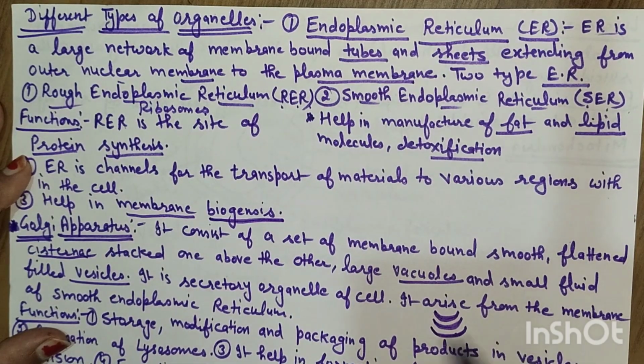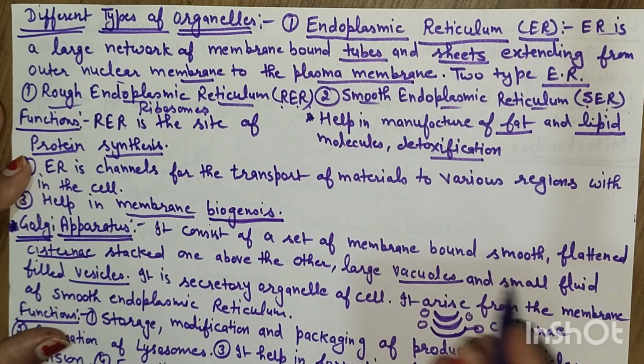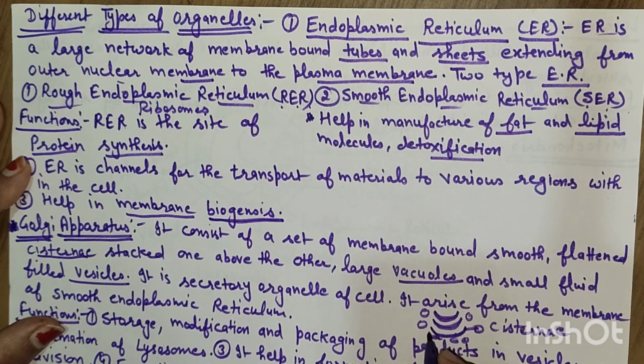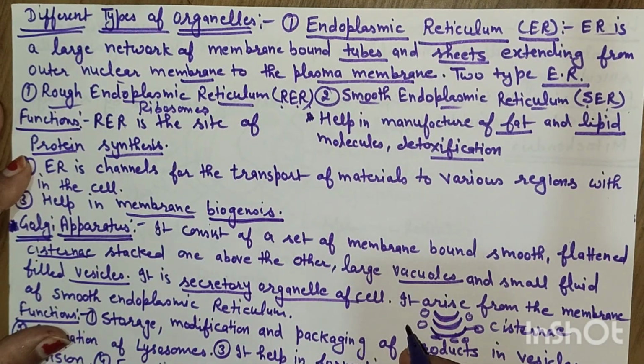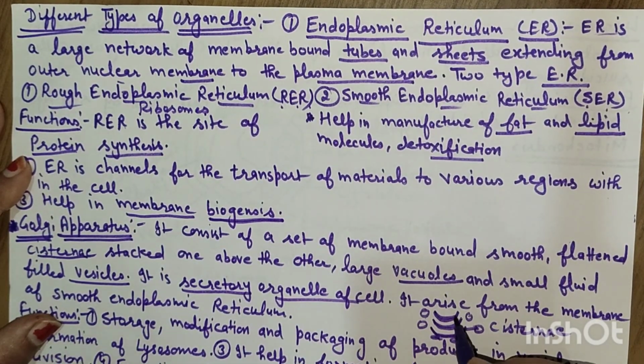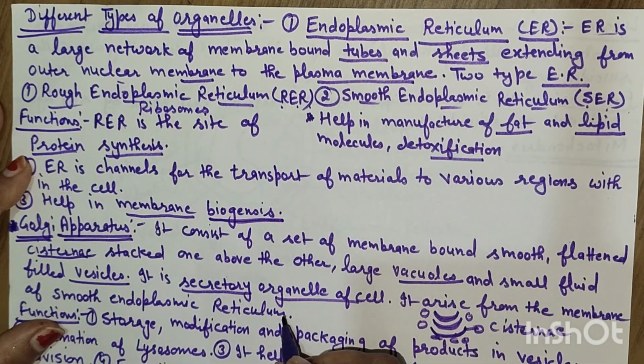This is the Golgi apparatus, and these are called cisternae, stacked one above the other. Here are some large vacuoles and some fluid-filled vesicles. Small vesicles are present, and these are the vacuoles. It is mainly secretory in nature. It secretes certain juices. It arises from the membrane of the smooth endoplasmic reticulum.